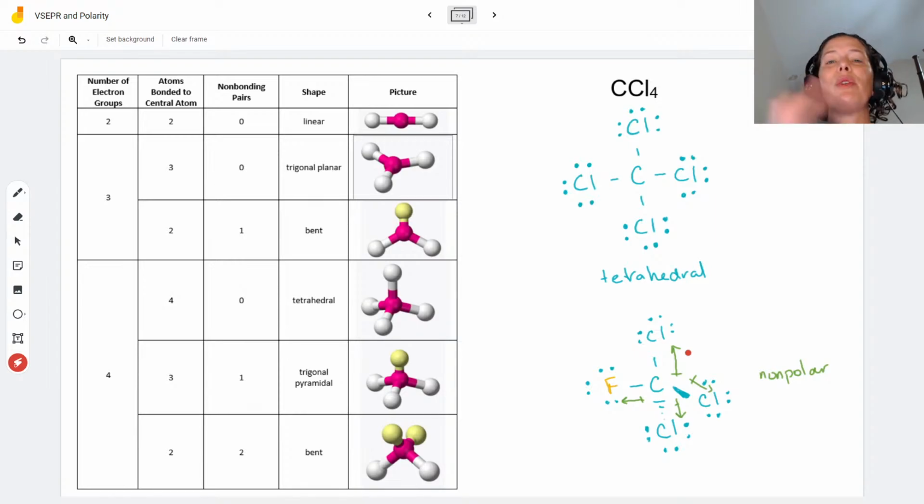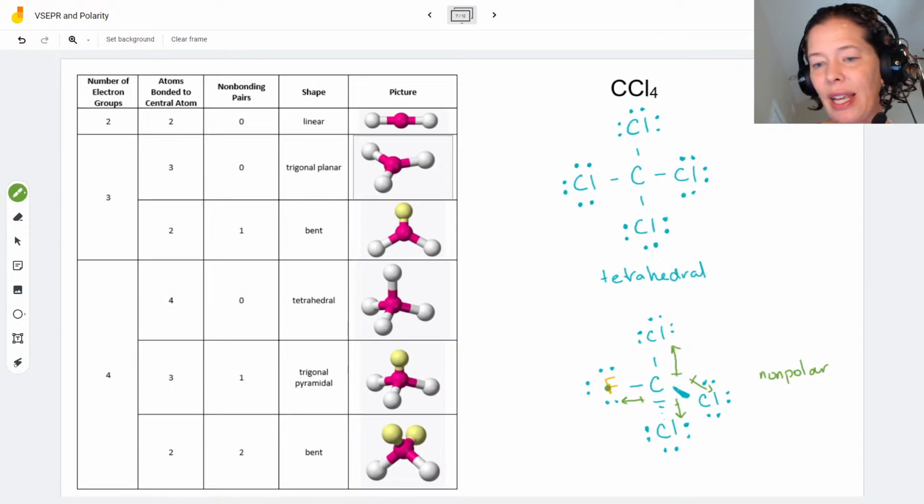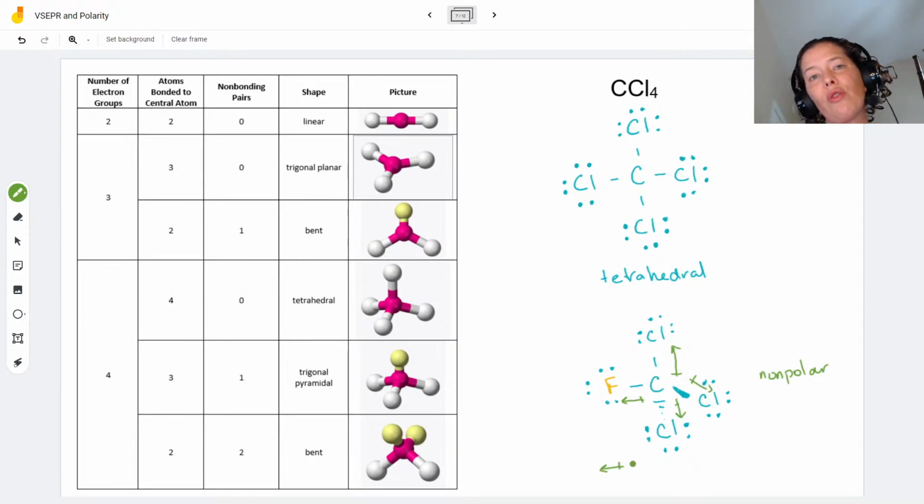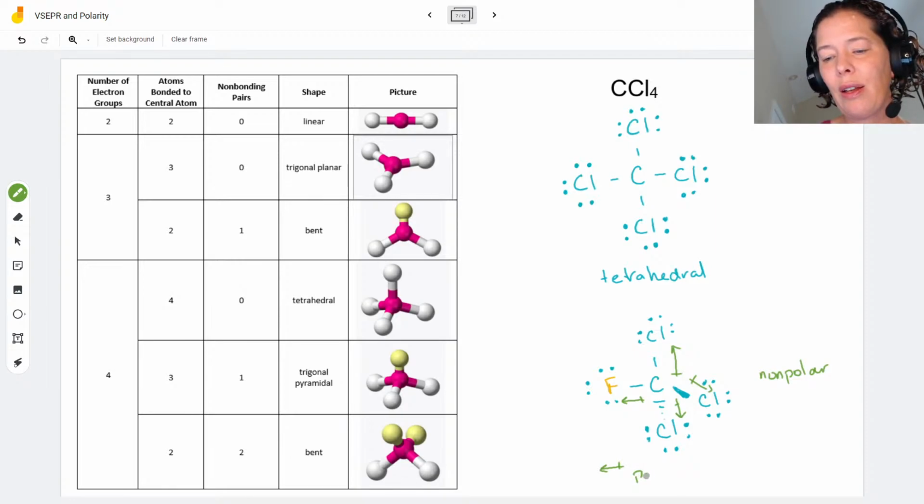So again, just like we saw in the previous molecule, you can actually change it so that you have a little bit of a dipole. And in this case, once we've swapped out the fluorine, of course, our dipole is going to go towards the fluorine. It's going to go towards our strong friend. Now, it's not going to be huge, but it is going to be there.